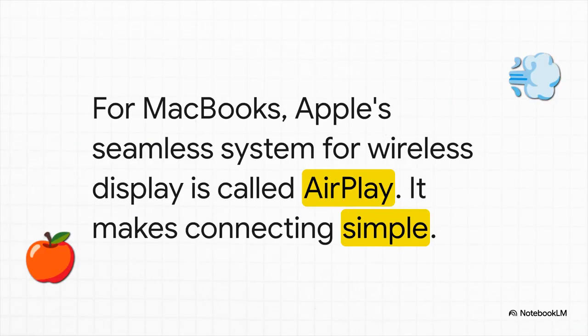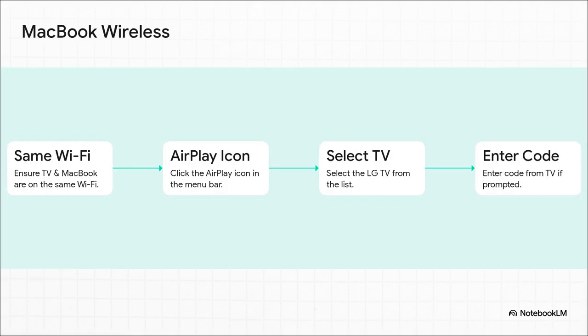And over in the Apple world, MacBook users have their own ridiculously easy system for this. It's called AirPlay. And you guessed it, rule number one is exactly the same. Make sure your MacBook and your TV are on the same Wi-Fi network. Then, just look up at the menu bar at the top of your screen for the AirPlay icon. It looks like a little rectangle with a triangle at the bottom. Click that, pick your TV from the list, and sometimes it'll ask you to type in a code that pops up on the TV screen. That's it. It's almost too easy.